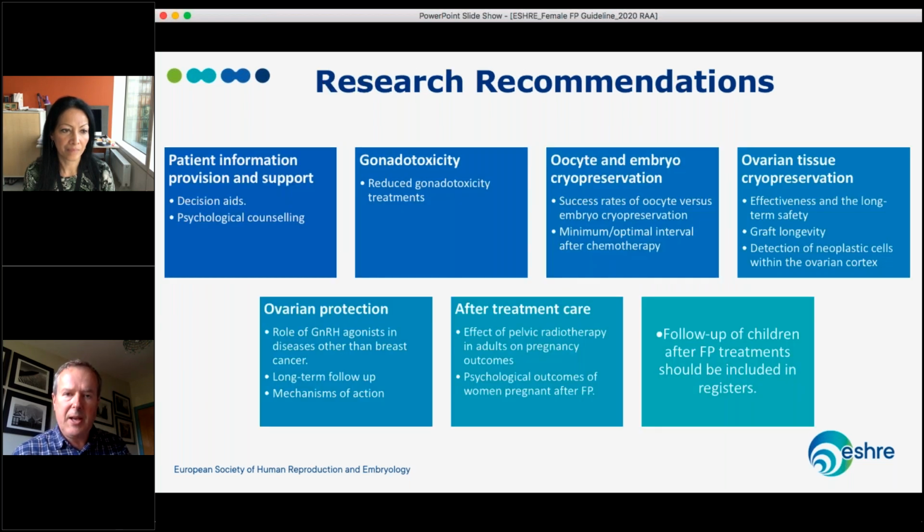So underpinning that then, as I pointed out throughout this talk, there are a number of research recommendations that we highlighted, and in fact they come from all sections of this guideline, right from patient information provision support through gonadotoxicity, the various cryopreservation techniques, protection, after treatment care, and the need for follow-up of children after this to ensure that these are healthy babies born and have a happy and long life thereafter.